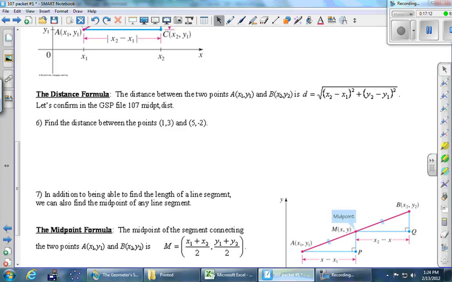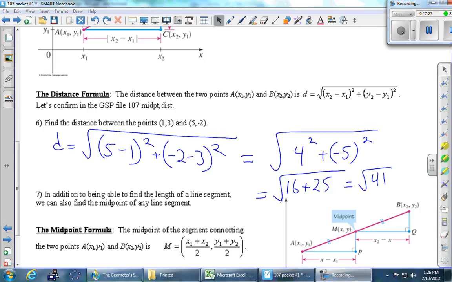So let's try number 6. We're up to Ben. Okay, can you guys try that using the formula without plotting the points? Just use the formula to find that distance and check with your neighbors. Okay, did we get the square root of 41? Did anybody get 9 as the answer?